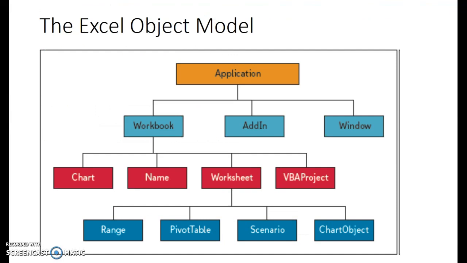Now this is just the hierarchical chart of the Excel object model, and you'll see that the application itself is at the top, and the application can have workbooks in it or add-ins like Power Map in it. And then a workbook can have objects such as a chart or a worksheet or a VBA project. And then a worksheet can have a range or a pivot table or a chart inside of it.